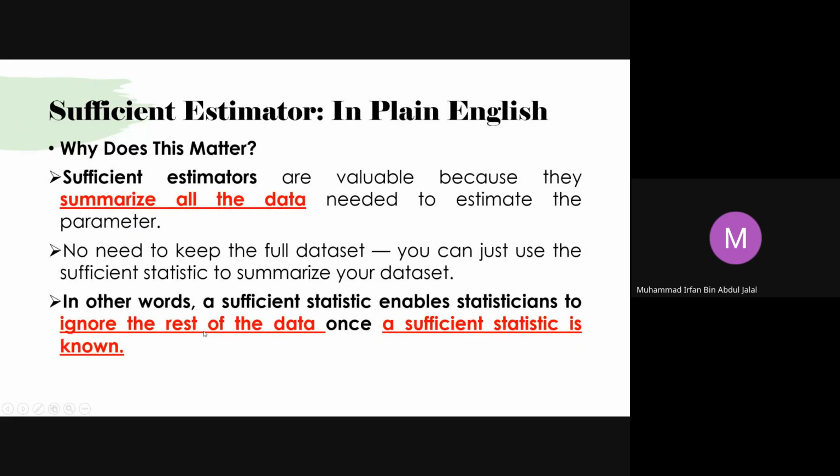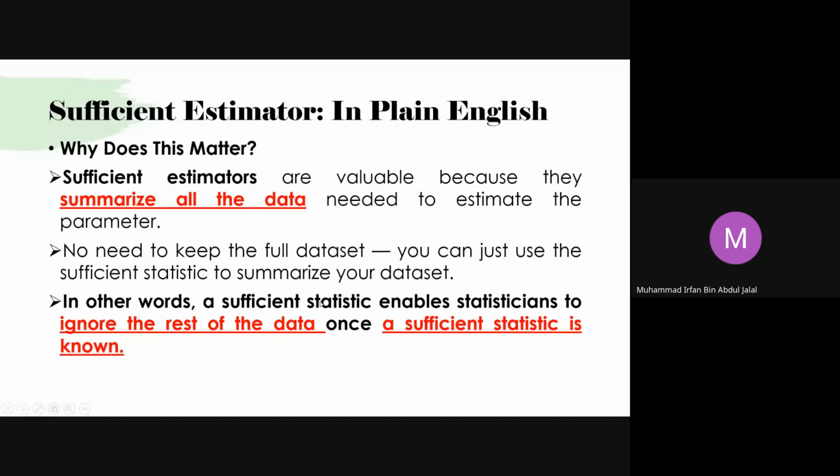But in plain English, what does it mean? Why does this matter? Why is it important to have a sufficient estimator, sufficiency for an estimator? Because sufficient estimators are available, they summarize all the data needed to estimate the parameter. It means that with just one quantity, one number, it will summarize all the information in the data without any significant or critical loss of information. So in this case, generally speaking, we do not need to keep the full data set. You can just use the sufficient statistic or sufficient estimator to summarize your data sets.